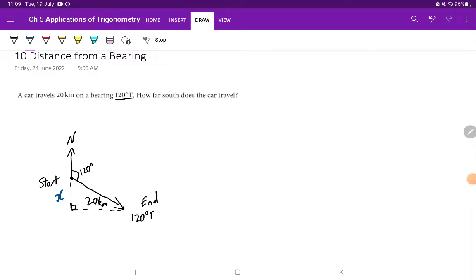Well, we've got a right angle triangle. So let's redraw it, get rid of all of the scaffolding. Right angle here, 20 kilometers along this line, and we want to find this one. Well, we need an angle, don't we? Because if we're going to be using trigonometry, we need an angle, or we need the last side, which we also don't know. We don't know how far east they've traveled. So we can actually work out this angle here.